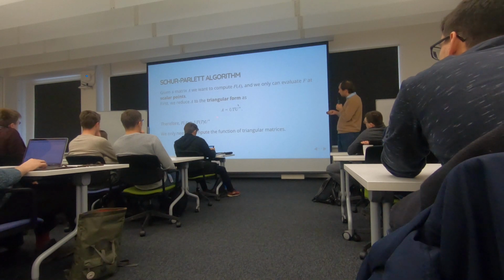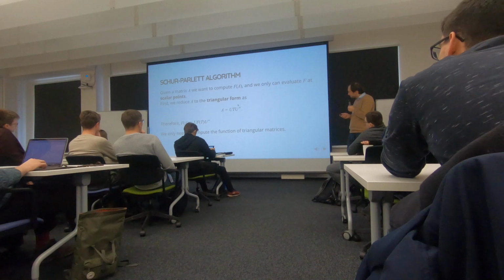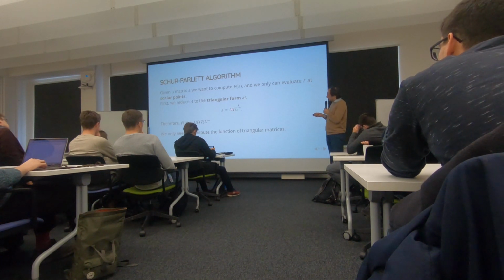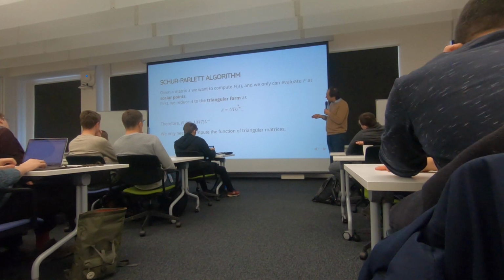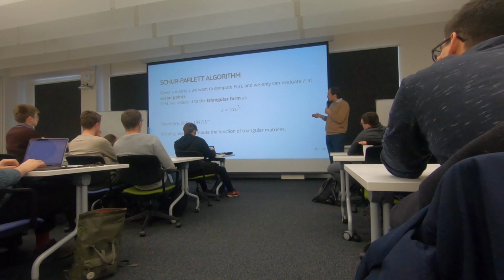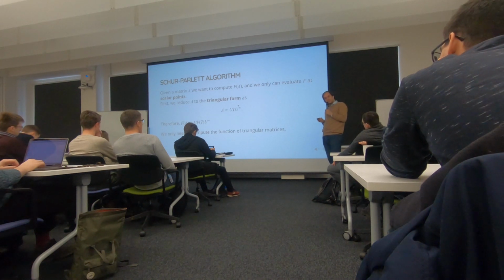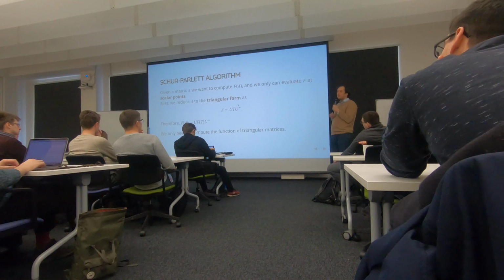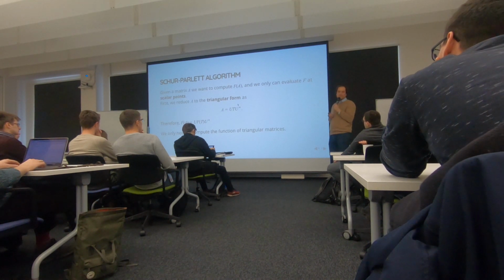First, we reduce our matrix to the triangular form. Then, using the same argument as before, because U is a unitary matrix and U star is just the inverse, the function of A is expressed through the function of a triangular matrix. So now the question is how to compute the function of a triangular matrix. It does not seem to be simple, right?